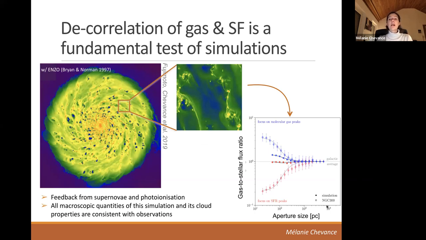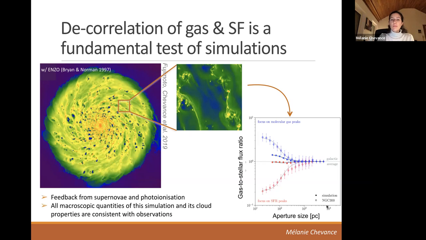And despite this, when we measure the gas to stellar flux ratio as a function of spatial scale, you see on the plot on the right here that the two branches, the red and blue branches, are very flat. The inner branches are for the simulation, and the outer branches are for the observations of NGC 300. So basically, the fact that these two branches are very flat for the simulation means that there is no decorrelation between gas and stars. And if there is no decorrelation, there is no cycling. So the gas is sitting there forming stars over and over for tens of millions of years.